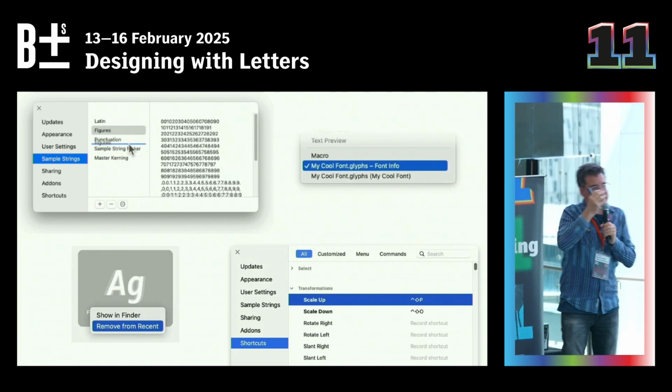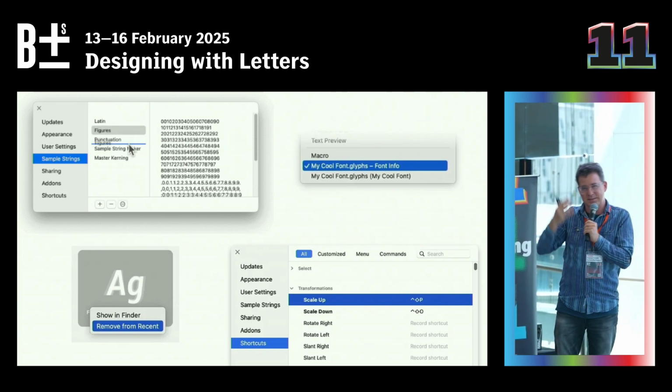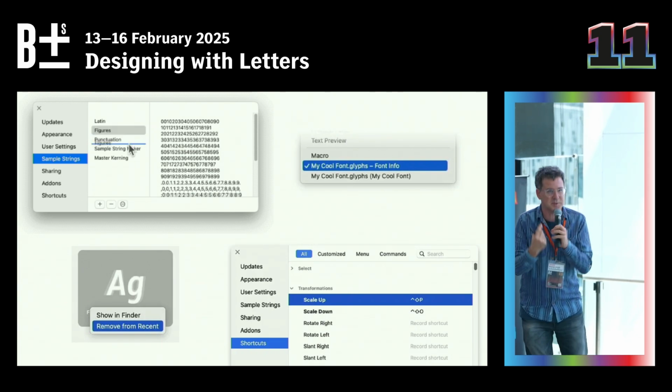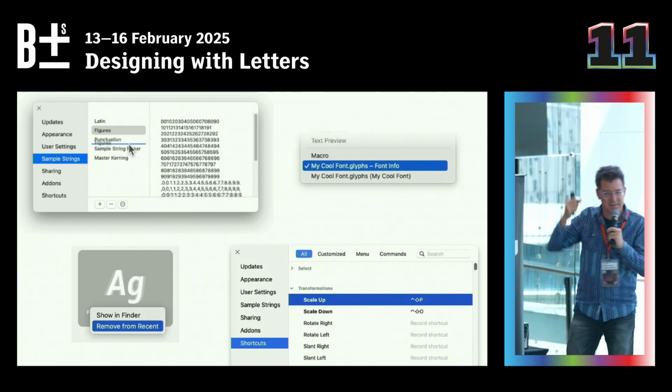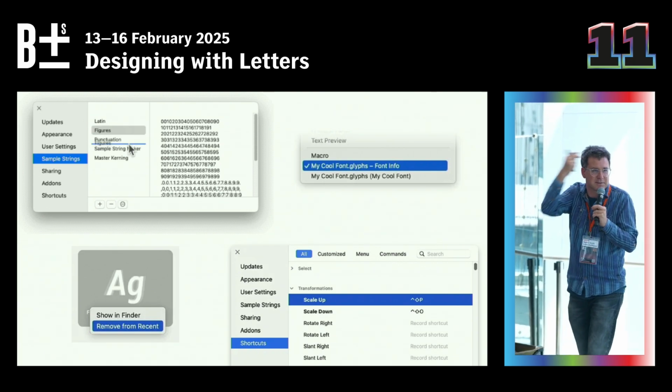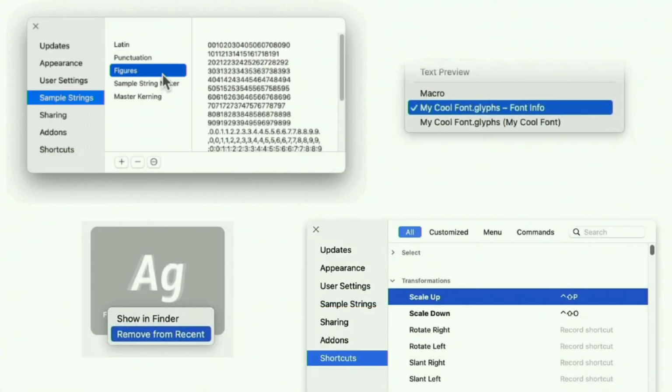Something that we never thought of, but it's come up recently thanks to your input: why can't we reorder categories in the sample text? Yeah, now you can. We never thought of that. And thanks to your input, we realized there was a need for that.